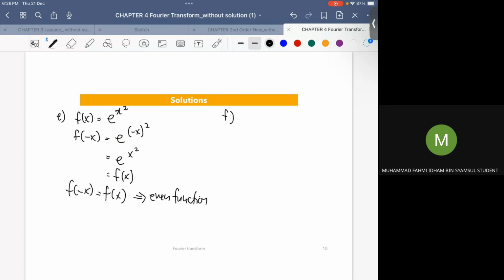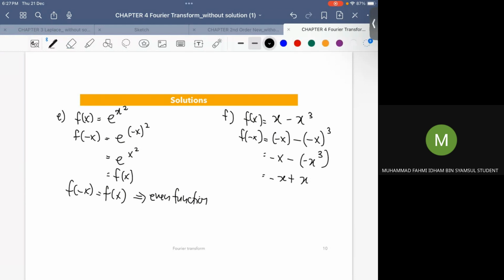All right, for f(x) equal to x minus x cubed. So let's substitute x with negative x. So here we have negative x minus negative x cubed. So negative x cubed will be negative x cubed. So if I open the bracket, I get negative x plus x cubed.